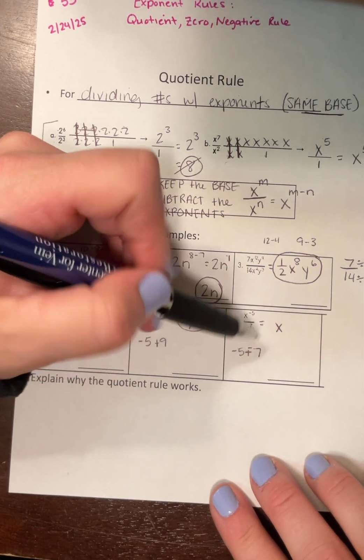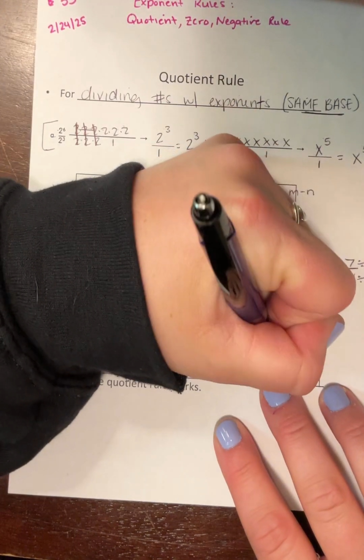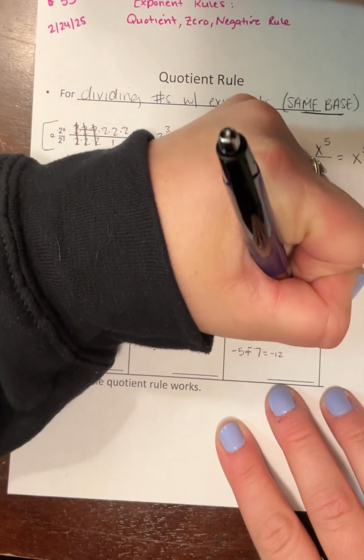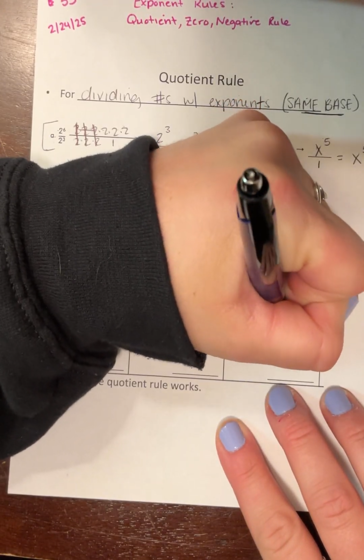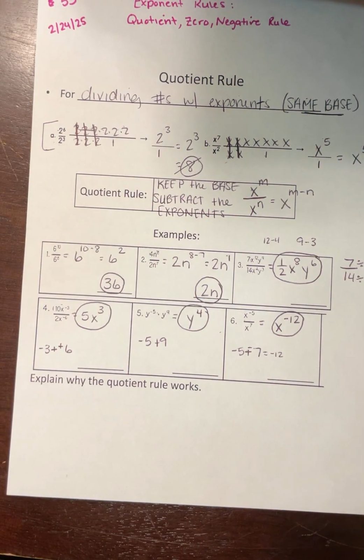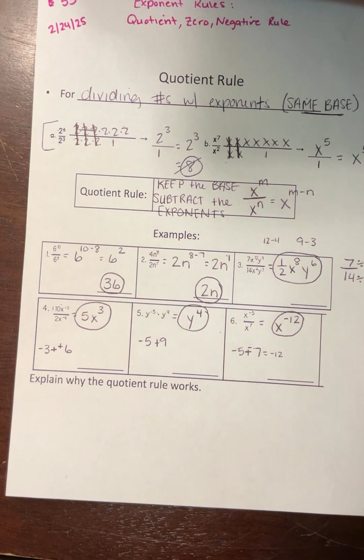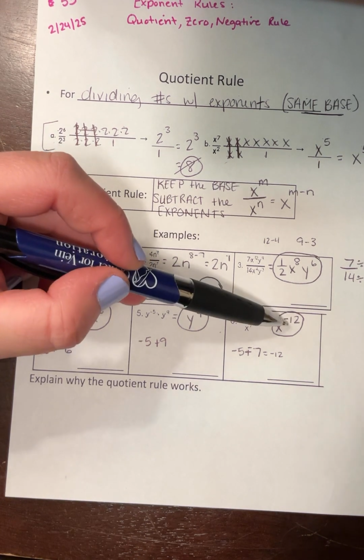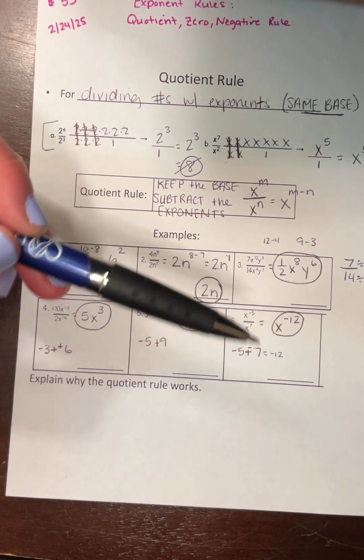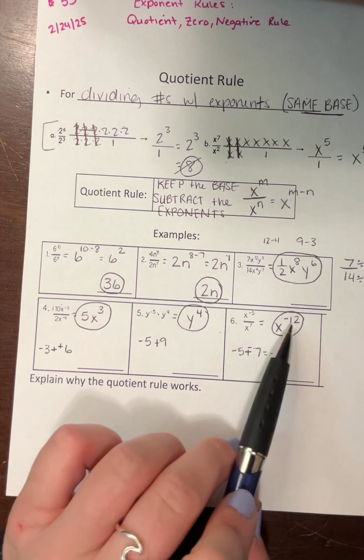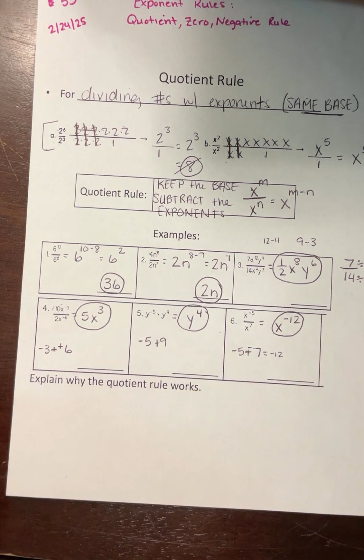And then -5 plus -7 is -12. So the answer there is x to the -12. Now, as we go forward, this will be the last time I let you leave it as a negative, because we're going to learn how to deal with that. But for right now, that's fine. We'll just leave it as x to the negative 12th.